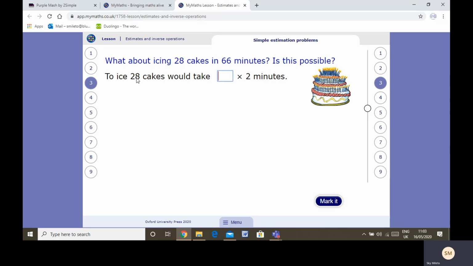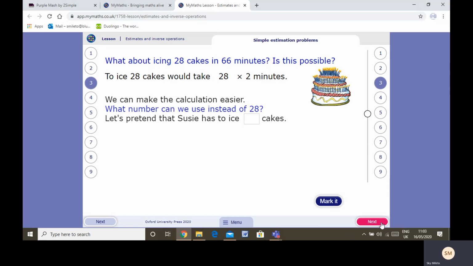Okay, I'm going to round this number up to 30. I'm going to say I would find it easier, oh, 28 times 2 minutes. Not asking us to round yet, clearly. Okay. But when we make it easier, sorry, I jumped ahead, we can make the calculation easier.